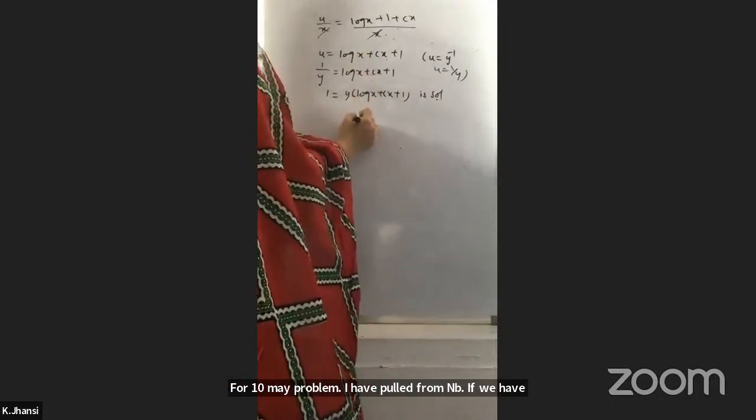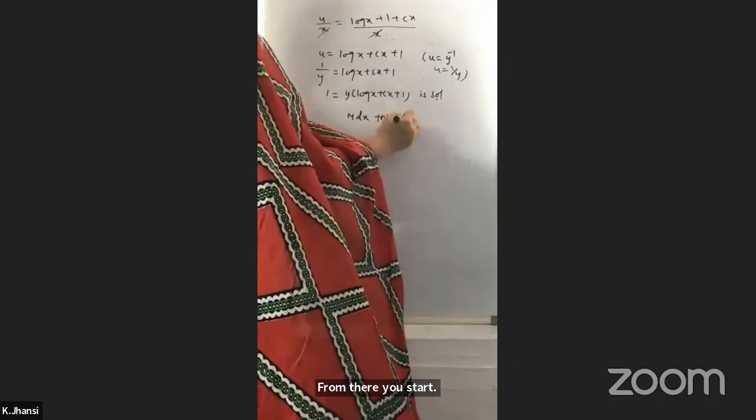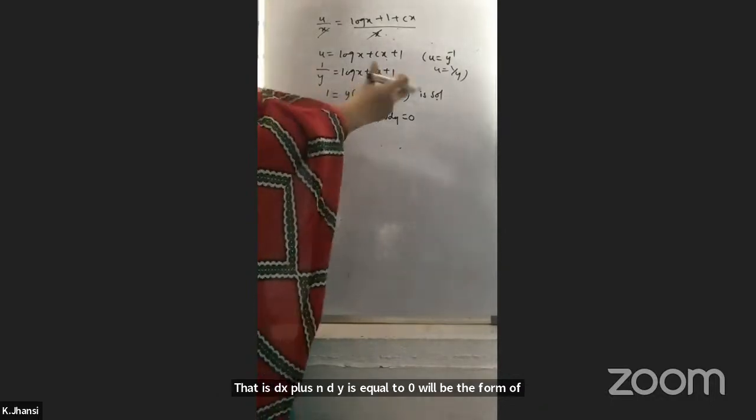And only one thing you remember: m dx plus n dy equals 0 will be the form of the exact differential equation.